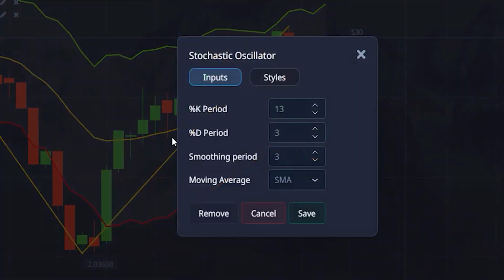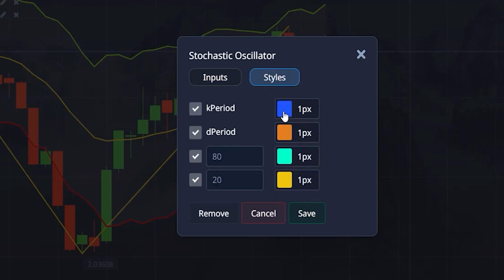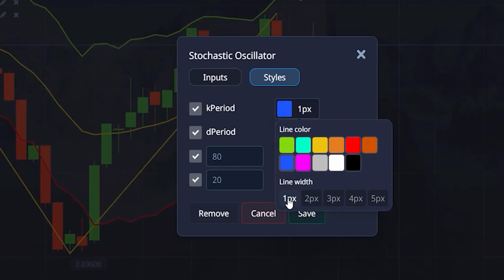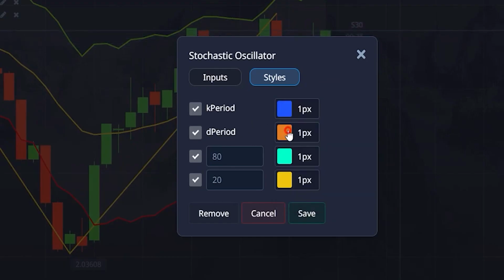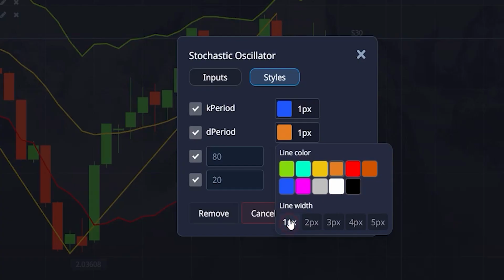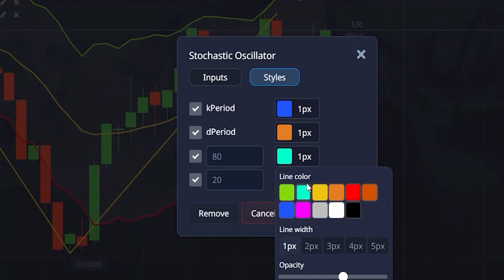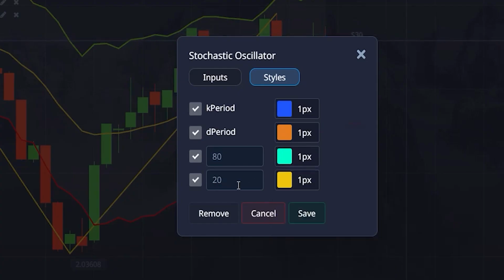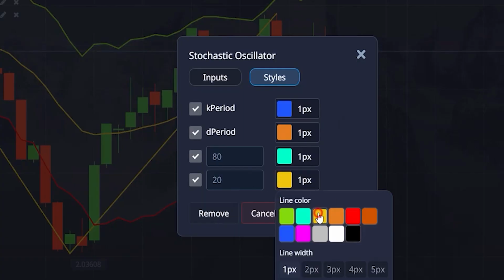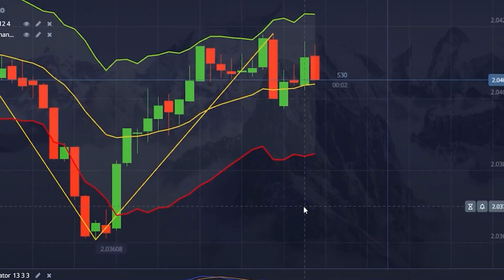While my Stochastic Oscillator comes with the K period as 13, the D period as 3, the smoother period 3, moving average, I'm going to be using SMA. Right here on the style level at the K period section, I'm going to be using a blue color, I'll set it on 1 pixels. The D period, I'm going to be using an orange color, I'll set it on 1 pixels. While the 80% level, which is the overbought conditional level, I'm going to be using this color and I'll set it on 1 pixels. And the 20% level, which is the oversold conditional level, I'm going to be using a yellow color and I'll set it on 1 pixels as well. So when I'm done, I'll click on save.